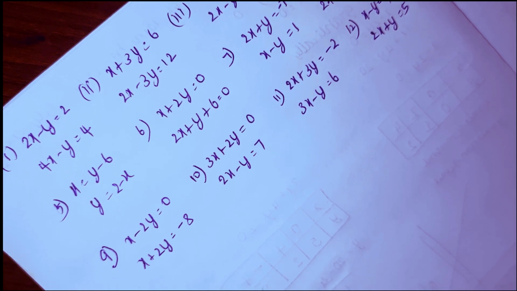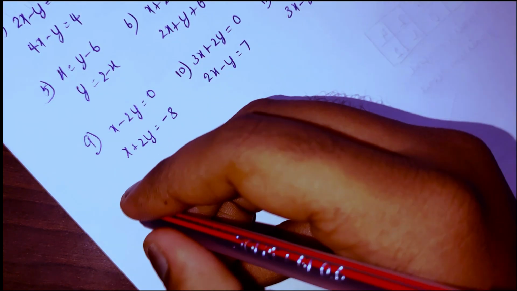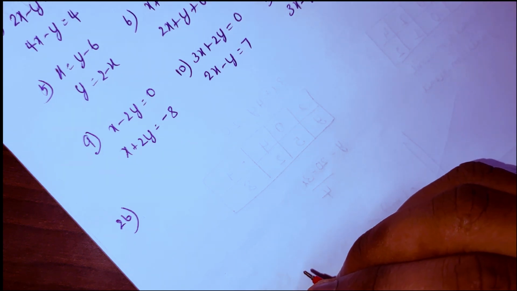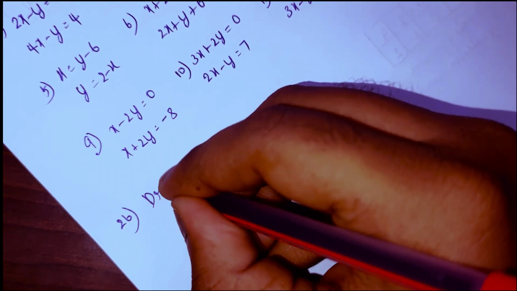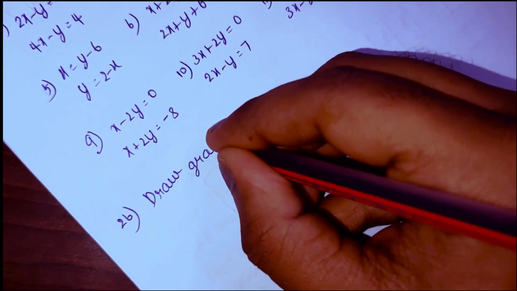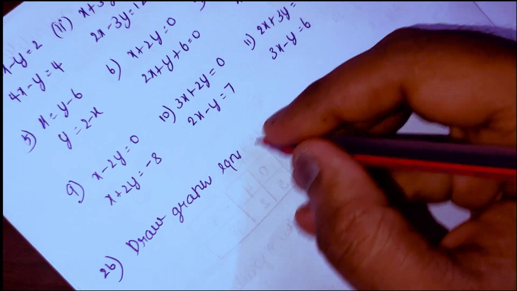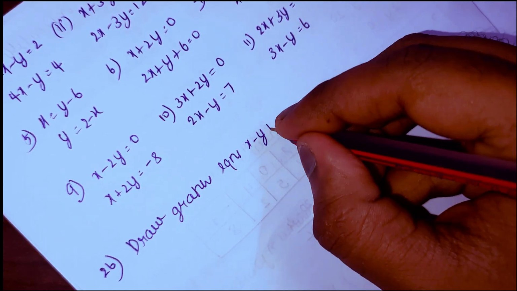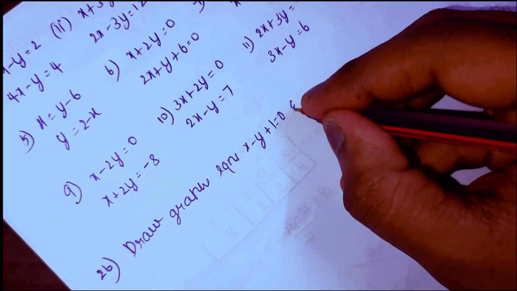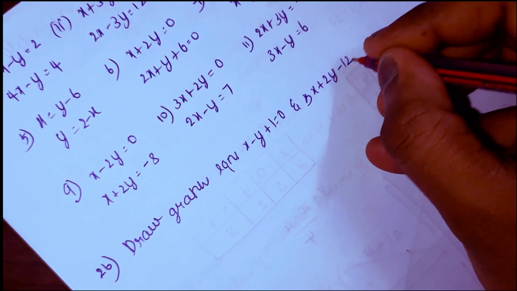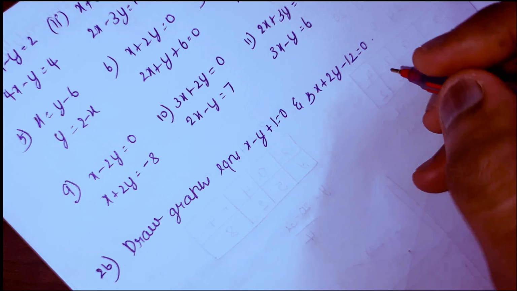Now I will move into the 5-mark questions. In this chapter you can expect graphs for 4 and 5 marks. Draw the graph. Equations are given: x minus y plus 1 is equal to 0 and 3x plus 2y minus 12 is equal to 0.